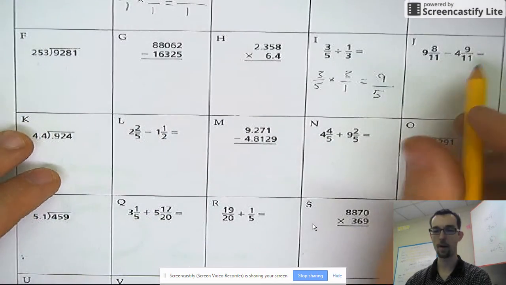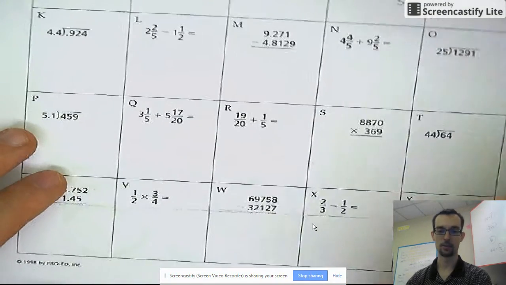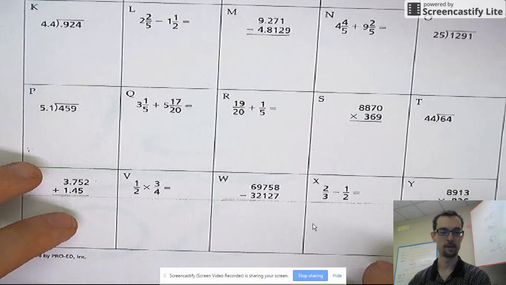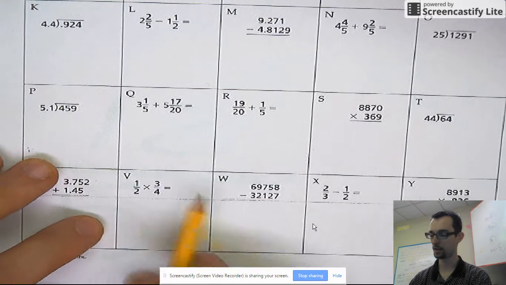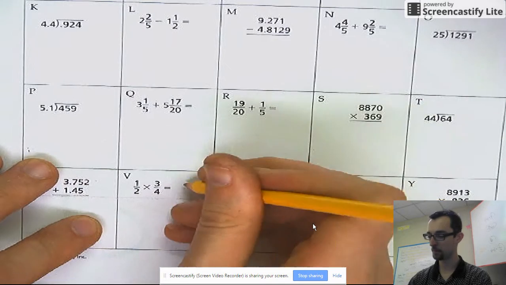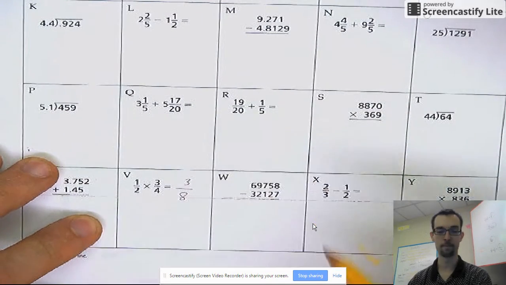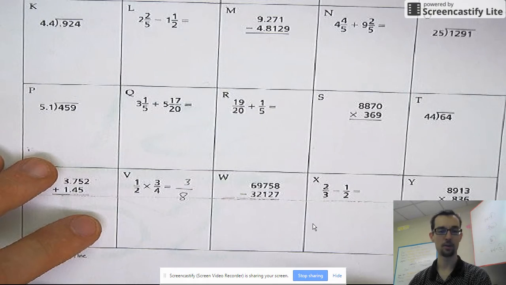Subtraction is not so bad, but I'm going to go on and see if I have any more multiplication or division ones. Let's see. Okay, V. All right. Multiplying. Multiply straight across. 1 times 3, 3. 2 times 4, 8. Done. Okay.